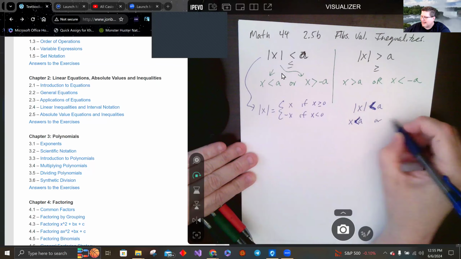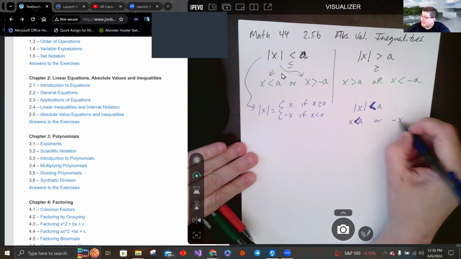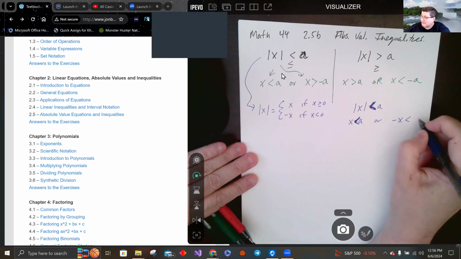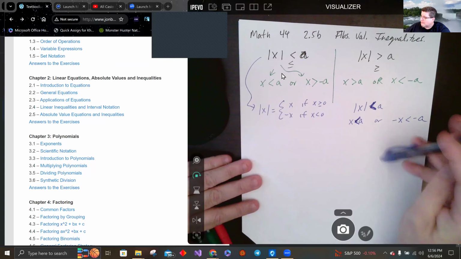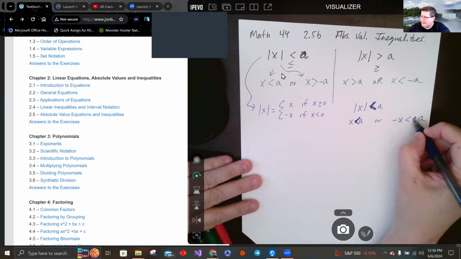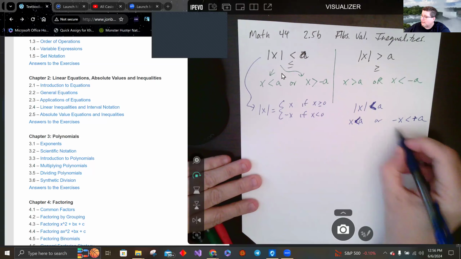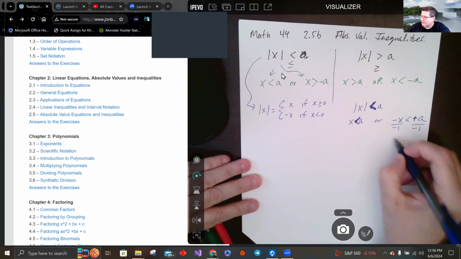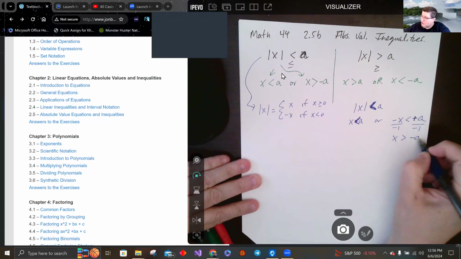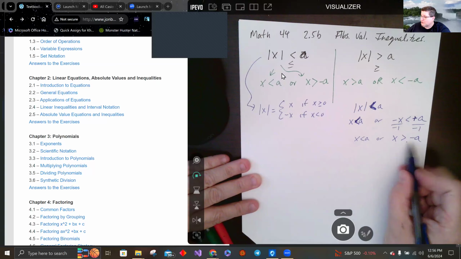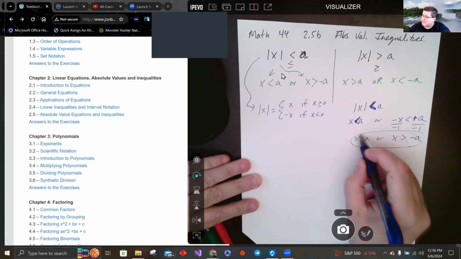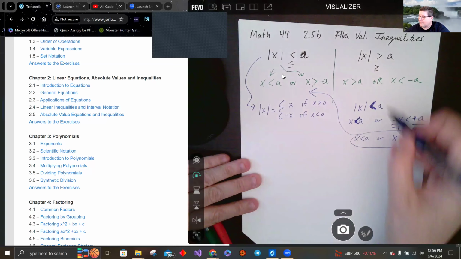I have negative x is less than negative a. Nope, positive a. The right side is staying the same. And then when I divide by the -1, I have to flip the sign. So that's where I get the sign flip. So this one's up there, and those are the same.